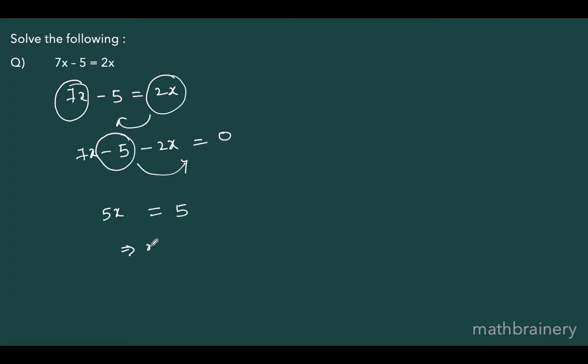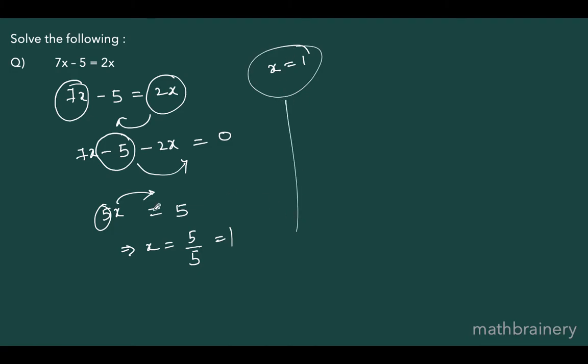What does this imply? Your x must be, let's divide the entire equation by 5, or let's transpose this 5, which is in multiplication here. If I transpose it to the other side, it will be division. So 5 by 5, which will be 1. So the solution to this is x is equal to 1.